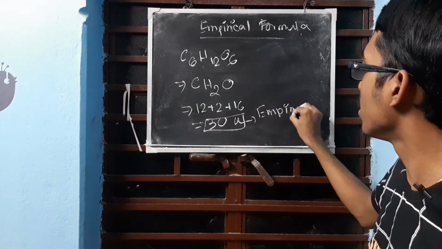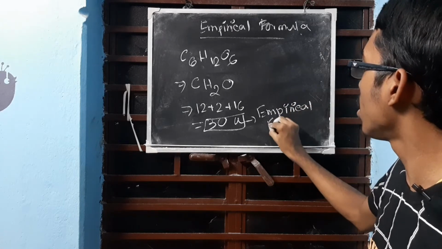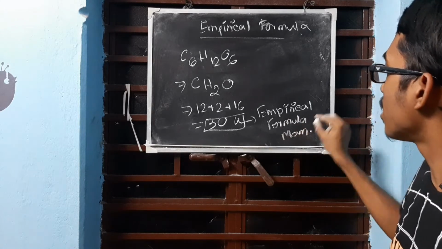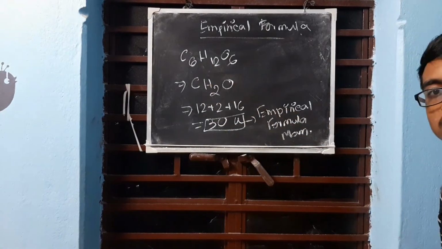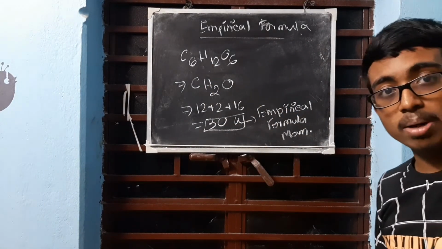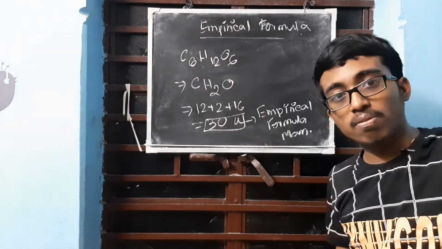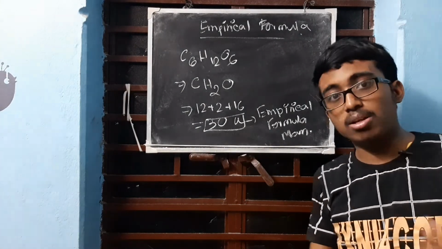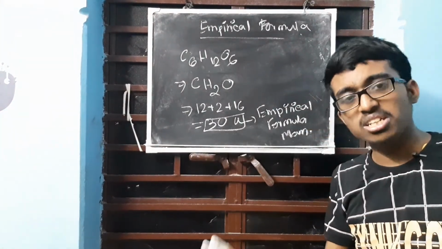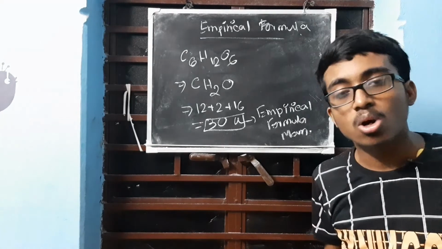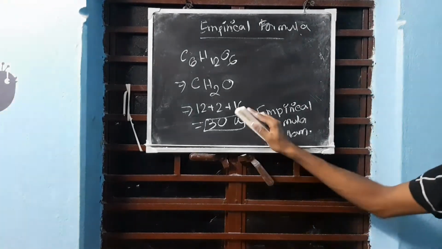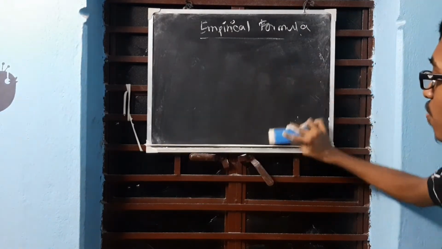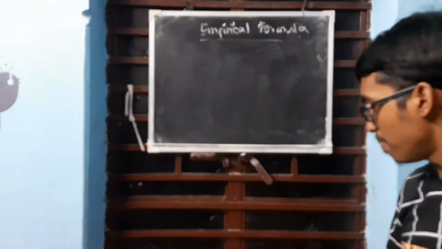So this 30 U is said to be the empirical formula mass. What is it said to be? Empirical formula mass. Clear? And whatever will be the answer here, that will be the molecular formula mass. This is empirical formula mass. That is, in the empirical formula you add up the atomic masses of the different elements present. That will be the empirical formula mass. Okay? Understood? Now there is a relation between the empirical formula and the molecular formula.